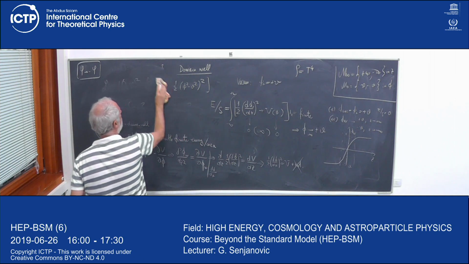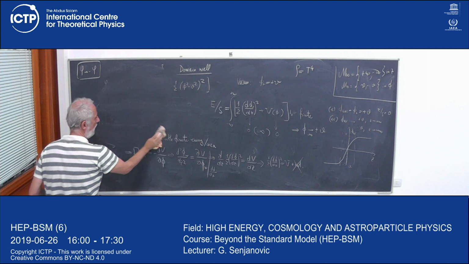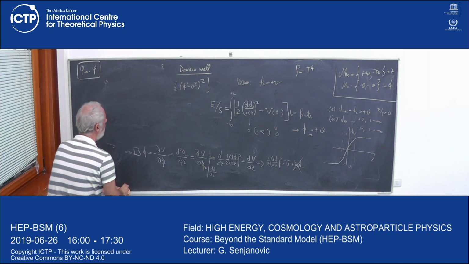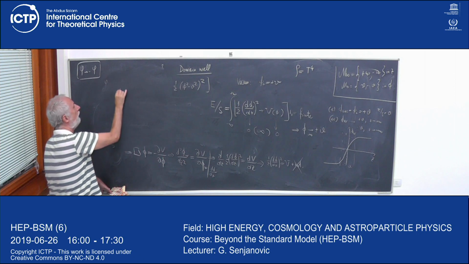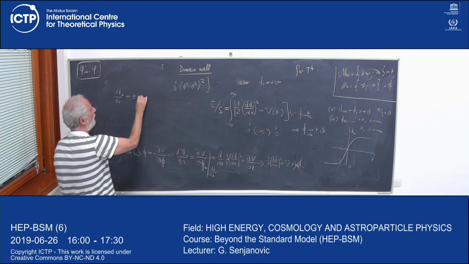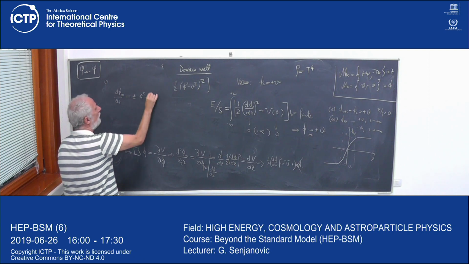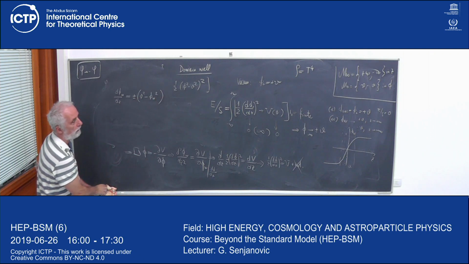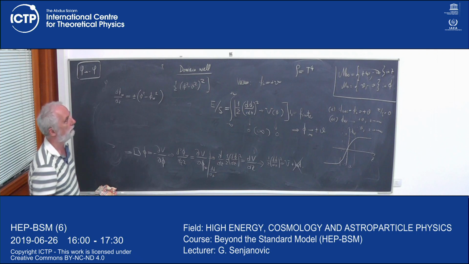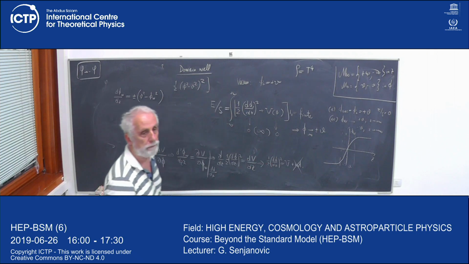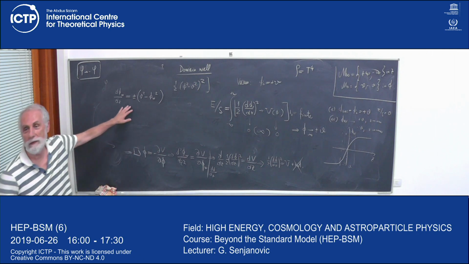Remember V of phi. Let me keep it there. Notice that the equation now becomes very simple. d phi over dz is equal to plus or minus the square root of 2V. I've just taken the square root of that equation. Do you agree?